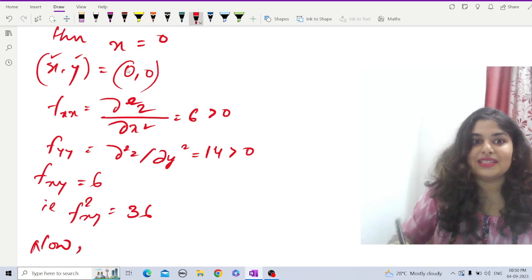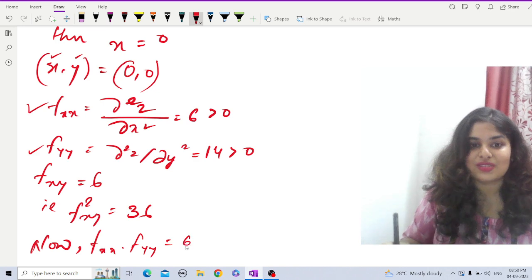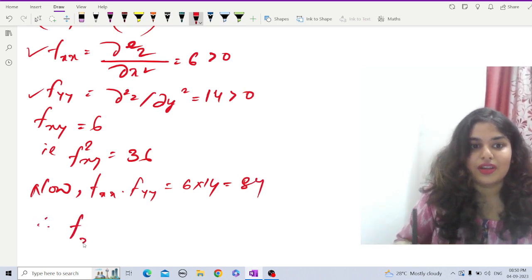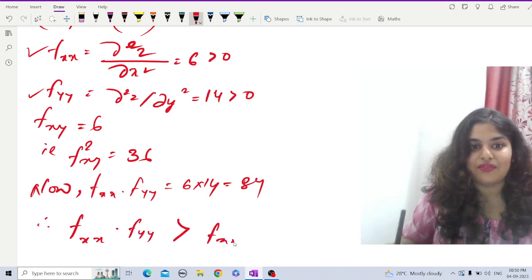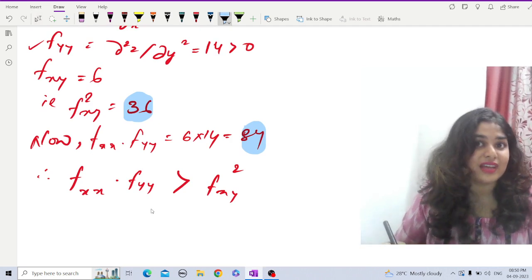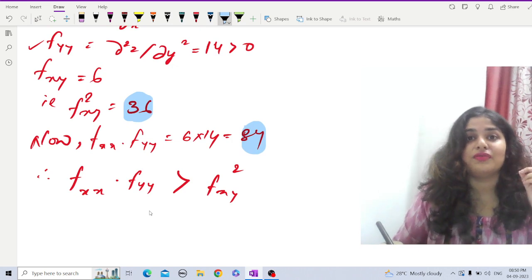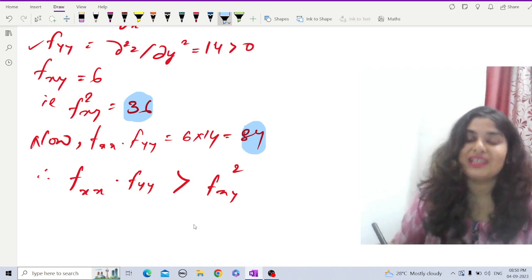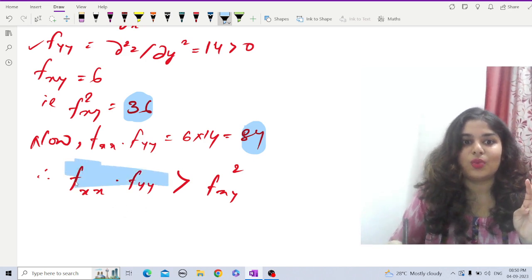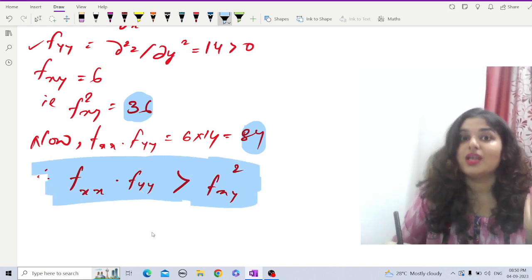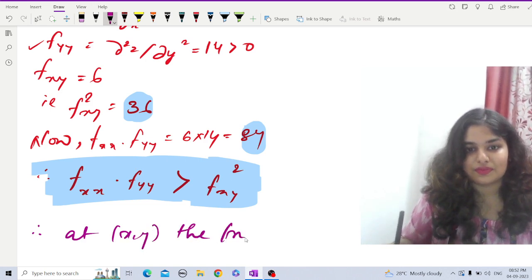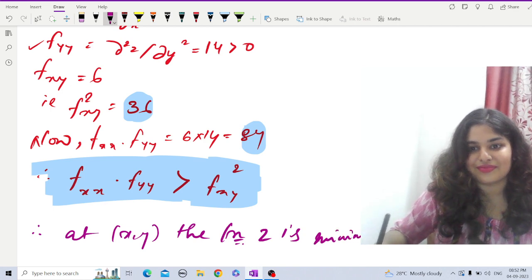Now, what is the product of these two? fxx into fyy is equal to 6 into 14, and 6 into 14 is 84. So this is very clear that fxx into fyy is greater than fxy square. Why? Because 84 is definitely greater than 36. So what are the conditions we have? At the stationary point where x, y is equal to 0, we have the minimum value, right? The function is minimized at x, y. Why? Because all the conditions for the relative minimum point are satisfied. That is, fxx and fyy are positive, and the product of these two is greater than fxy square. So that means at x, y, the function is minimized, and that is our conclusion. And I hope that's clear.